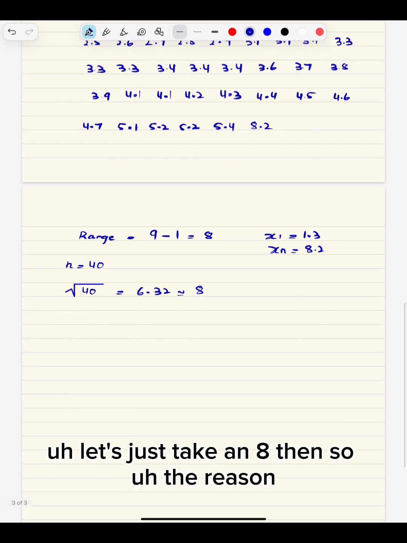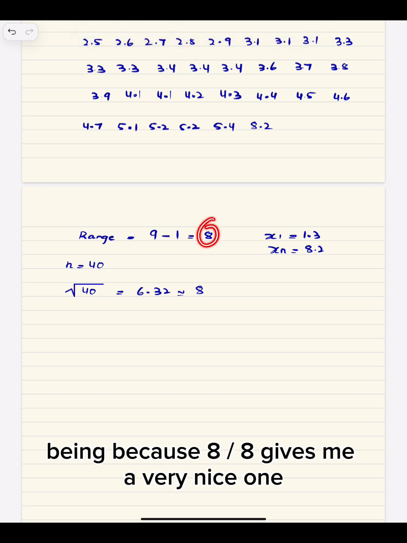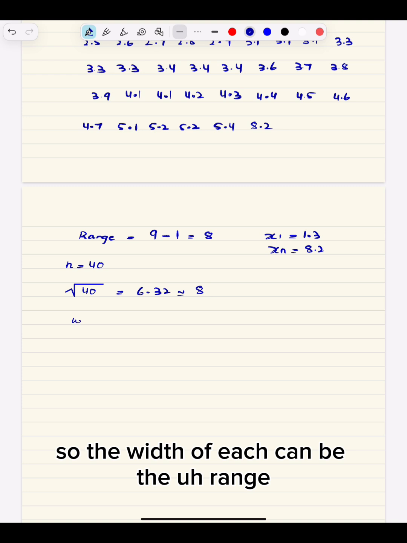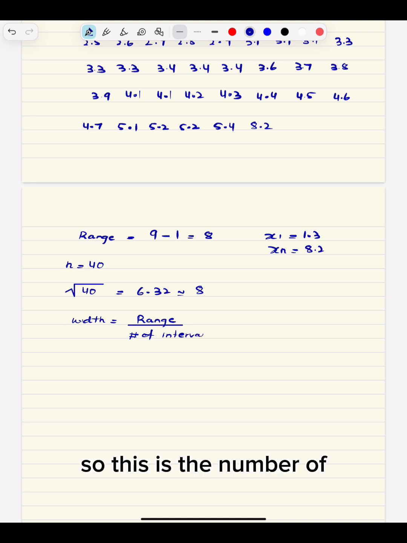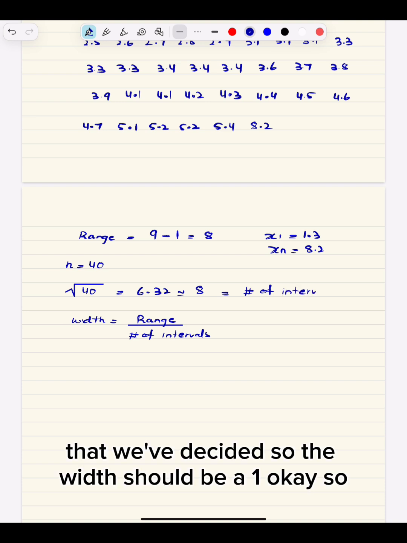The reason being that 8 divided by 8 gives me a very nice 1. So the width of each can be the range over the number of intervals. So this is the number of intervals that we've decided. So the width should be 1.